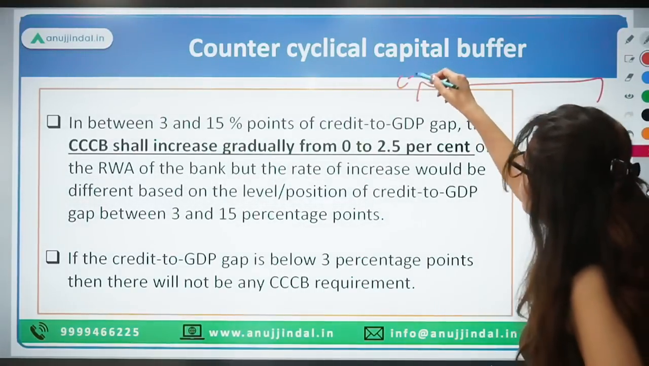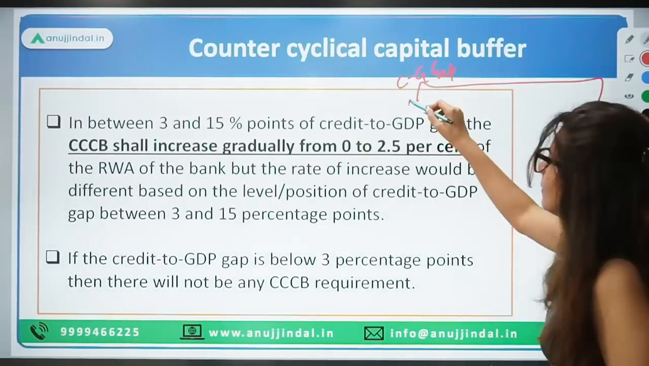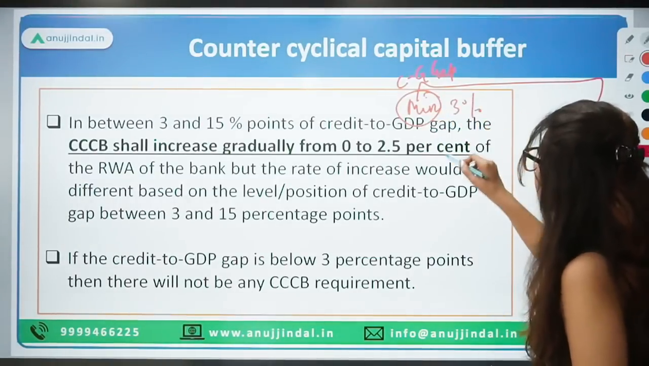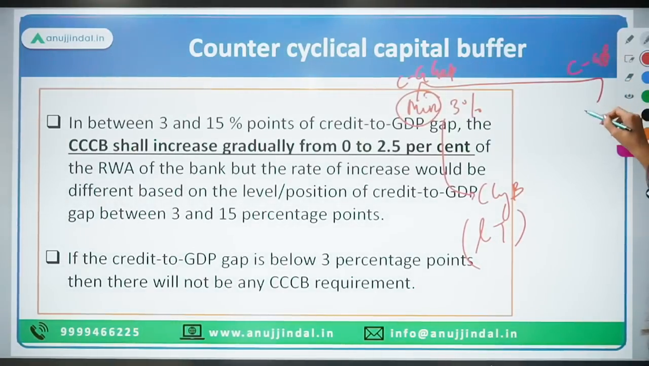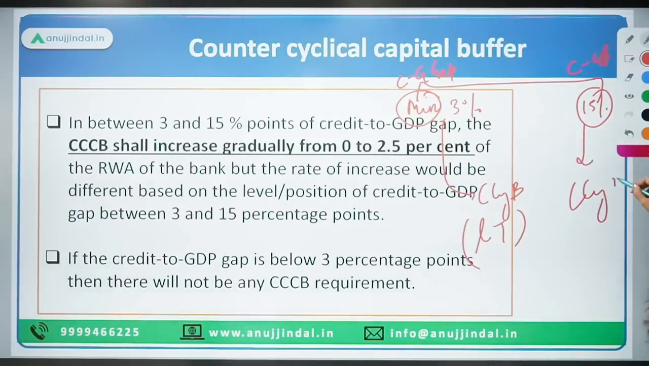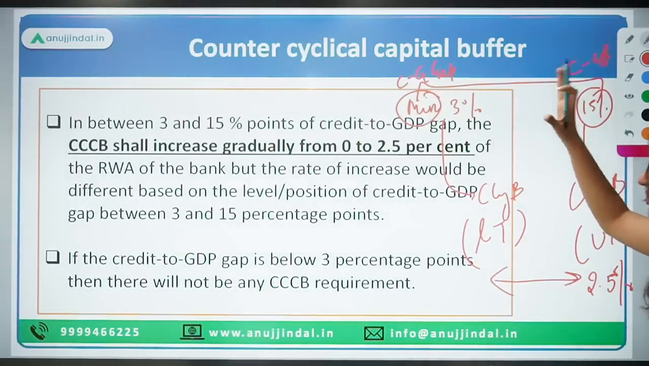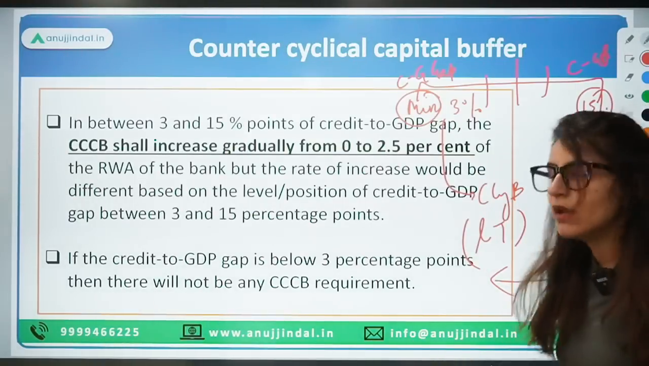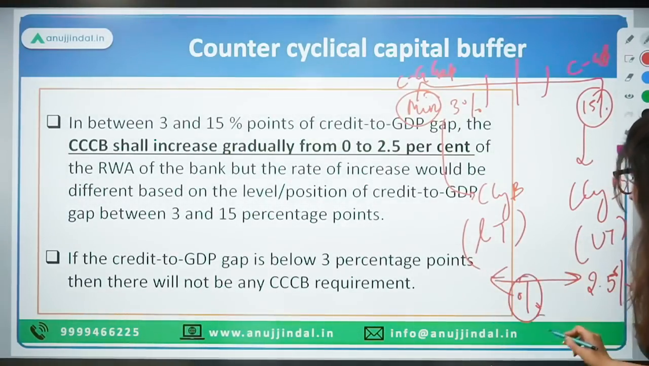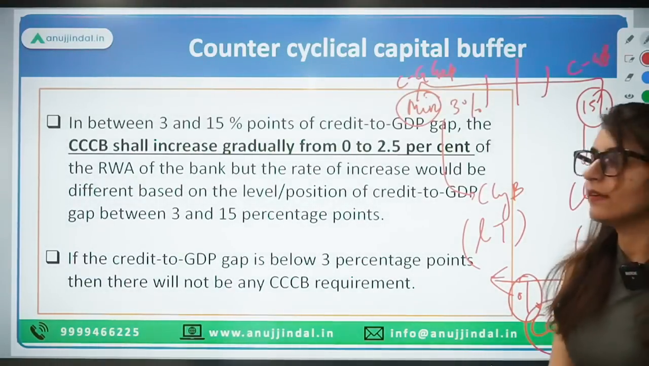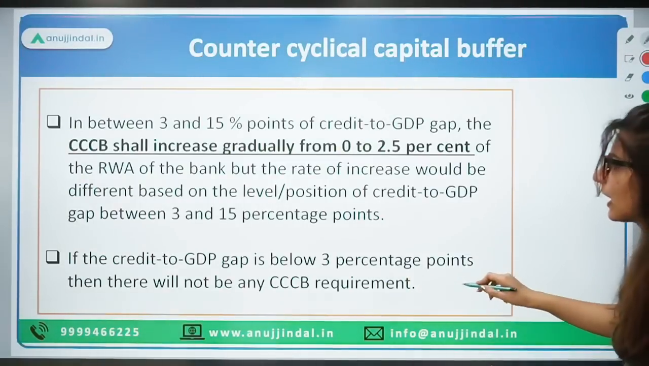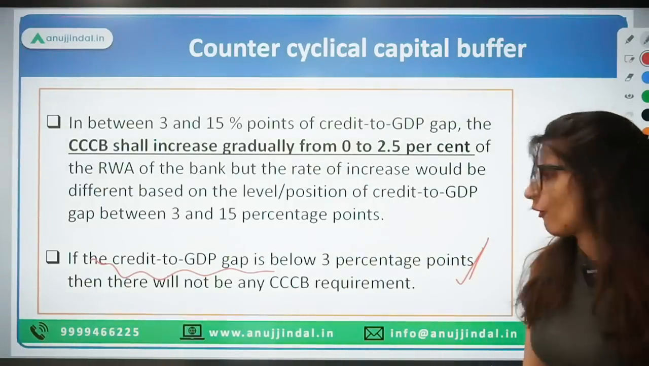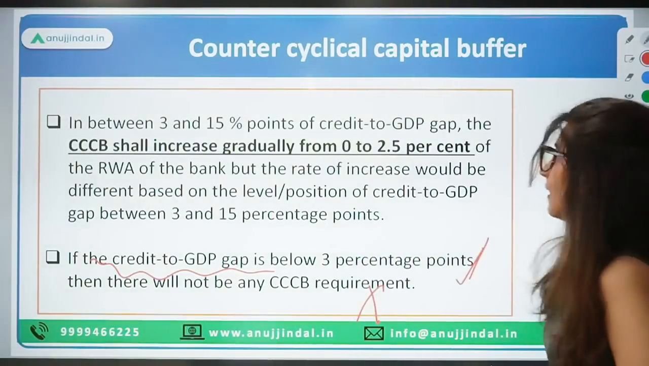So, jab credit to GDP ka jo gap hai, C to G gap, I am writing it, is minimum, that is 3%, then the CCYB is at the lower threshold, LT. And when the credit to GDP gap is 15 percentage points, then the CCYB is at the upper threshold, at 2.5%. Okay, and ab iske beech mein, based on what level the credit to GDP gap is, the percentage of the countercyclical capital buffer is decided. Ab agar 3 percentage points se kam hai this credit to GDP gap, if it is below 3 percentage points, then the CCYB is not required to be maintained by banks.